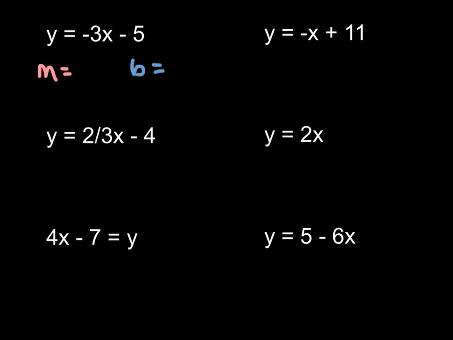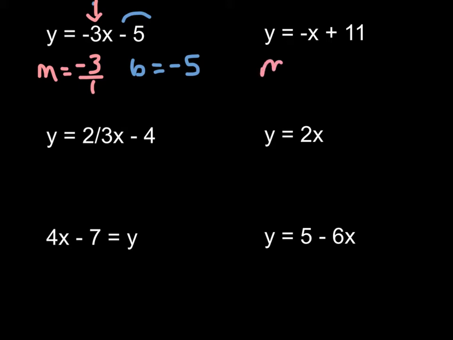Okay, so remember that the slope is found right next to the x value. In fact, it's the coefficient of the x value. So m is -3, and you could have written that over 1 if you wanted to, but you don't have to. And the y-intercept is the value, again, that's over here, including the sign in front of it, so -5.